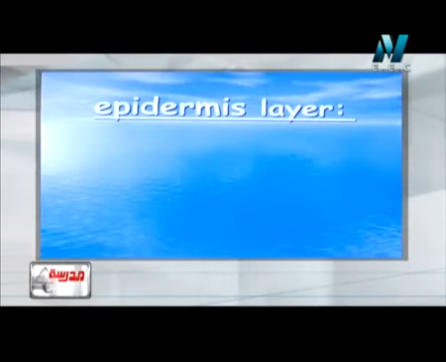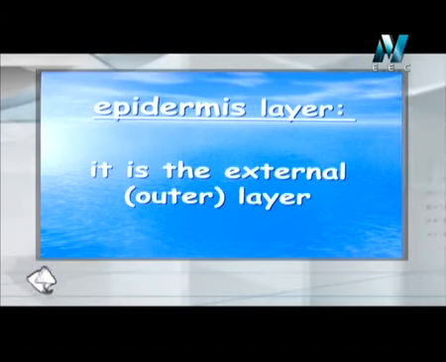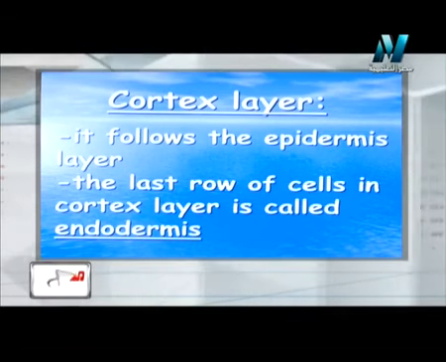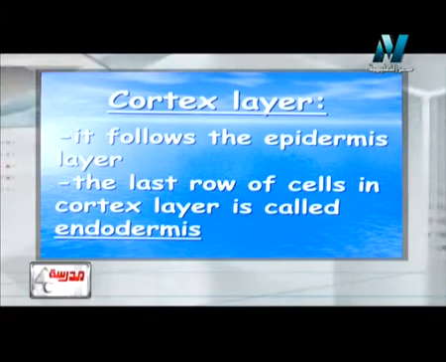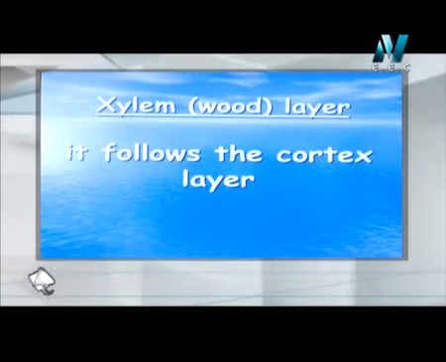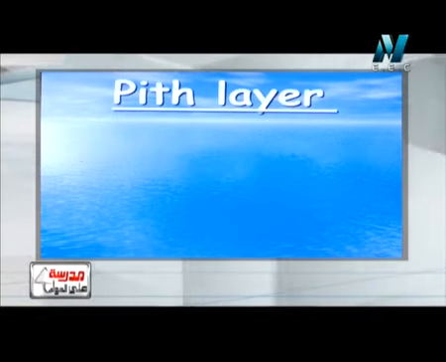Again, epidermis layer, what's the function? It is the external outer layer. Cortex layer follows the epidermis layer. The last row of the cells in the cortex layer is called endodermis. As we said, endodermis is not a layer, but it is the last part of the cortex layer. Xylem or wood layer follows the cortex layer. Pith layer is the last layer that follows the xylem layer.